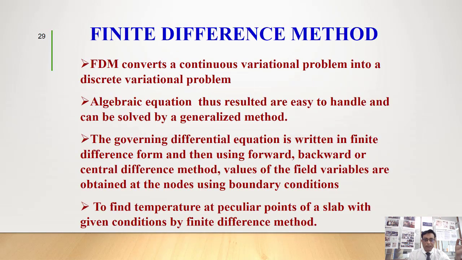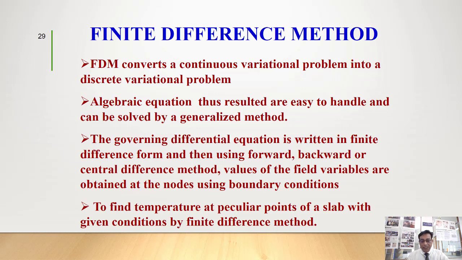So this is what the finite difference method does. The finite difference method converts the continuum variation problems into discrete variation problems. The algebraic equations thus resulting are easy to handle and can be solved by generalized methods. The governing differential equation is written in finite difference form, and then using the forward, backward or central difference method, values of the field variables are obtained at the nodes using boundary conditions.